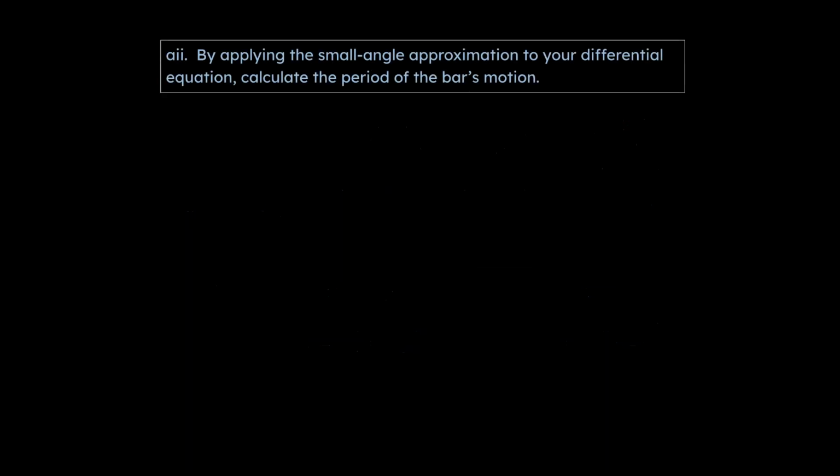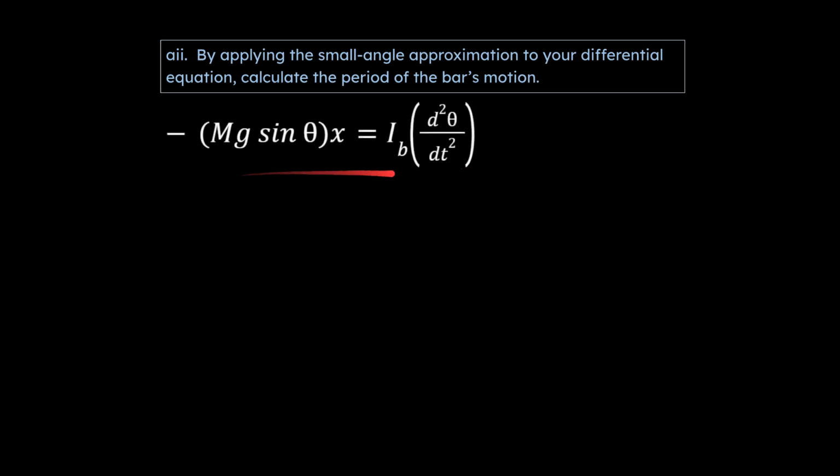Let's look at the second part of the problem here by applying the small angle approximation to our differential equation. Calculate the period of the bar's motion. So let's talk about the small angle approximation. We left off with this. This is our differential equation right here. One thing we can do is apply the small angle approximation.